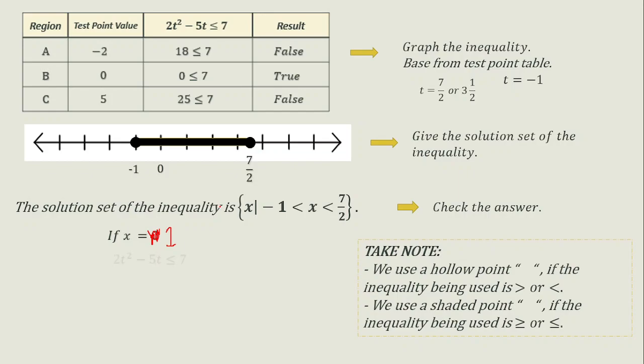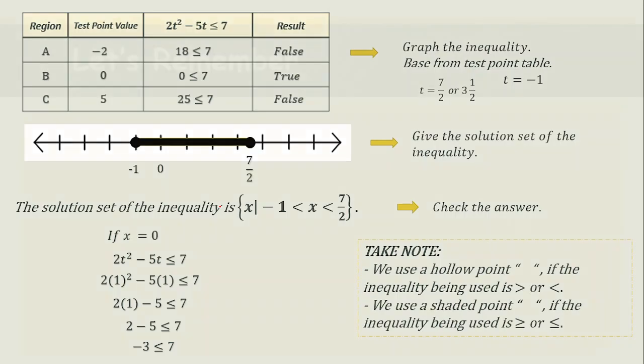If x is equals to 1, so copy the original quadratic inequality, substitute the value of 1. So 2 times 1 squared minus 5 times 1 is lesser than or equal to 7. 2 times 1 squared, 1 squared, the answer is 1. 2 times 1 minus 5 is lesser than or equal to 7. So 2 minus 5 is lesser than or equal to 7. So negative 3 is lesser than or equal to 7, which is true. So, we are 100% sure na yung pinagdaanan nating step-by-step process is tama yung answer na nakuha natin.